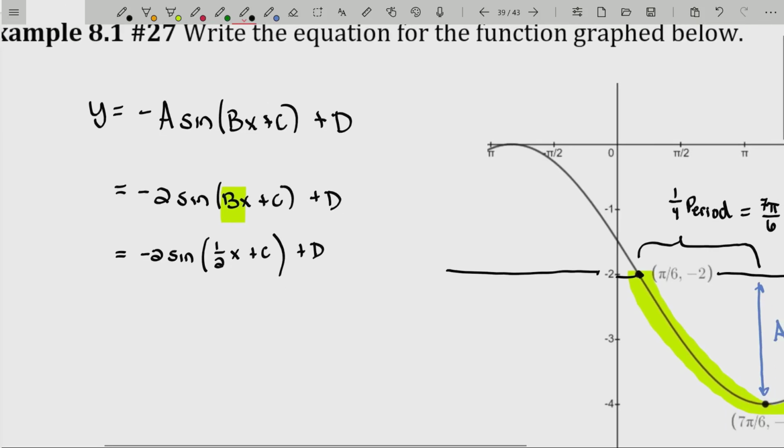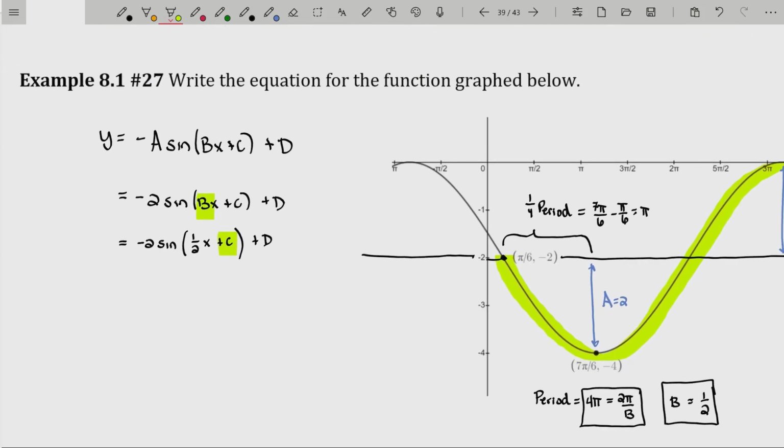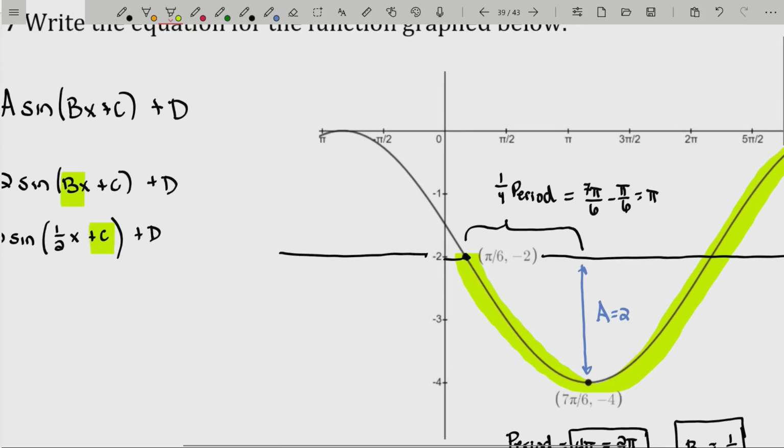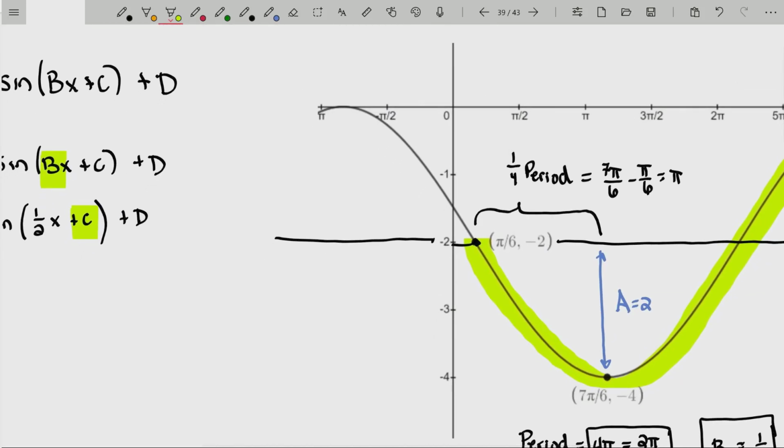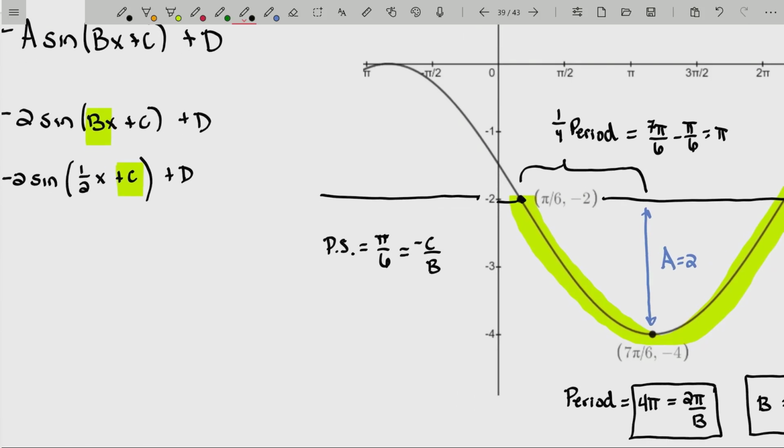Well, what is c associated with? C is associated with our phase shift, where we started graphing. And we started graphing at pi over 6. So our phase shift, I'll write right here, except I don't want to write it in highlighter. Phase shift is pi over 6. But that's supposed to be the same thing as -c over b. Well, okay, we know that b is a half, so this implies that pi over 6 must equal -c over b, which is a half.